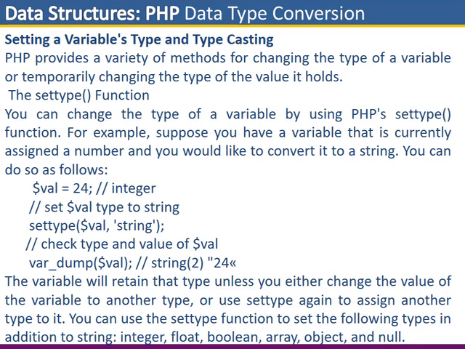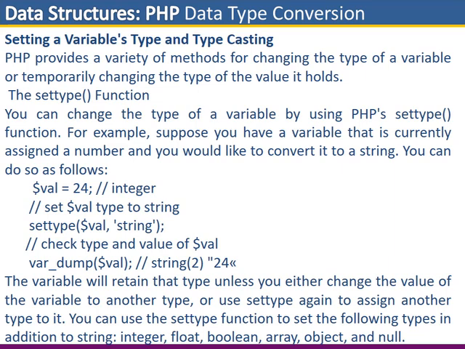So we have the set $var type to string. We want to convert that particular integer number to a string, so we make use of the settype function. Inside the brackets we put $var and string. The current type of the variable has been assigned a number, and we want to convert it to a string, so we make use of the settype function.